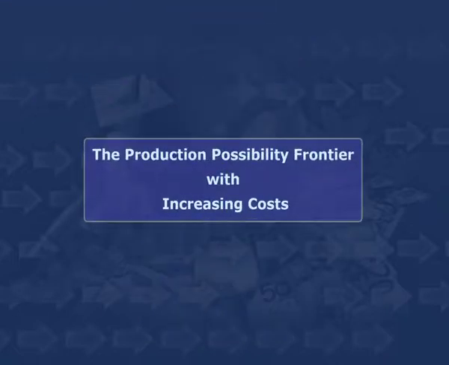Friends, now let us begin with the production possibility frontier with increasing costs. The constant opportunity costs imply that the opportunity cost of a commodity does not change. In this situation, the production possibility frontier is linear with a constant slope. Neoclassical economists do not agree with the constant opportunity cost theory. Constant opportunity costs often lead to complete specialization.